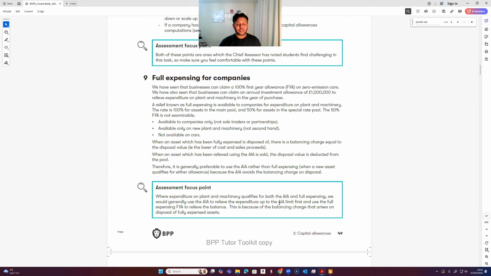So the next one is also important. Quickly have a look at this one. It's full expensing for the business. That's the new one, which we never had before with the ACCA 2016 syllabus. That started with ACCA 2022.